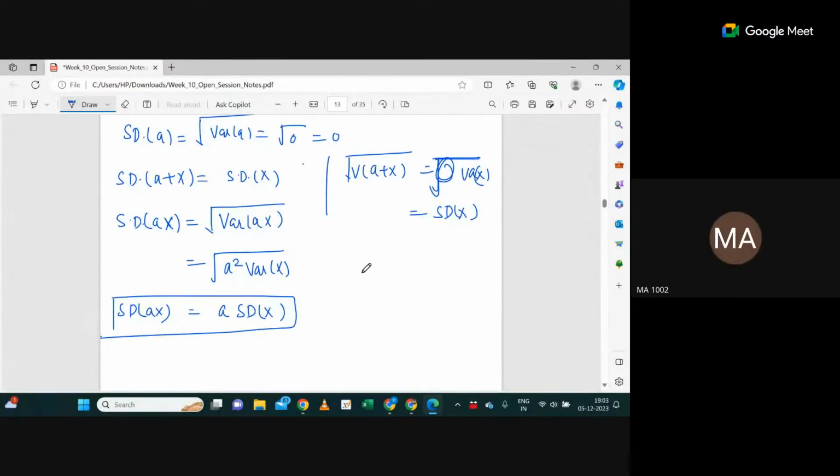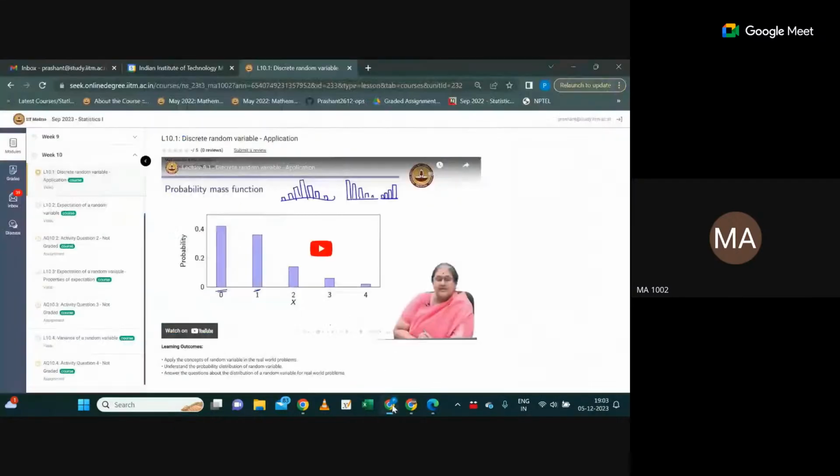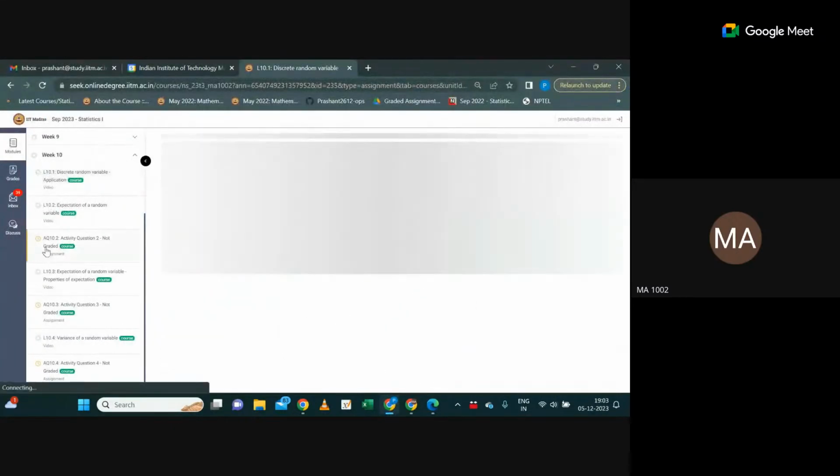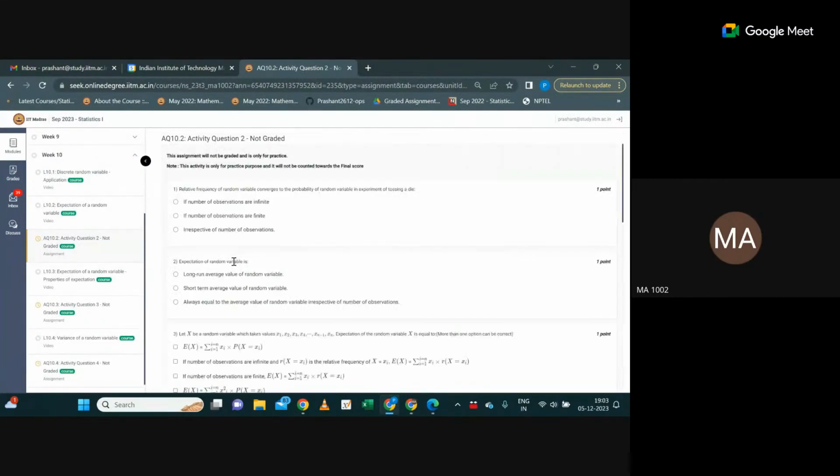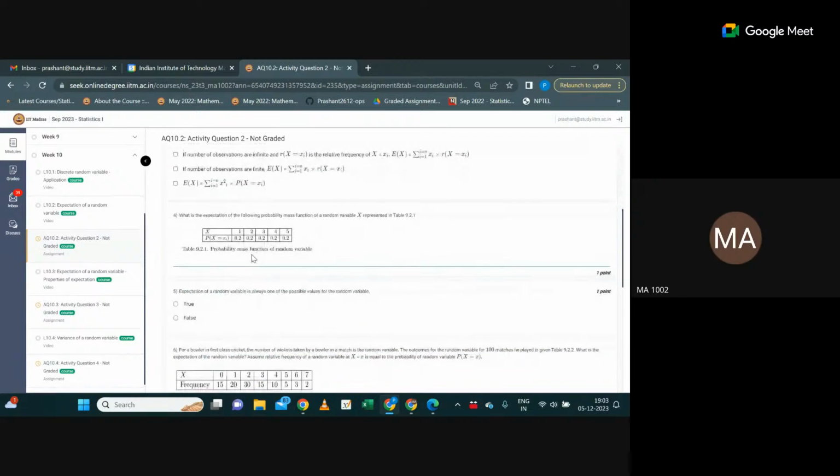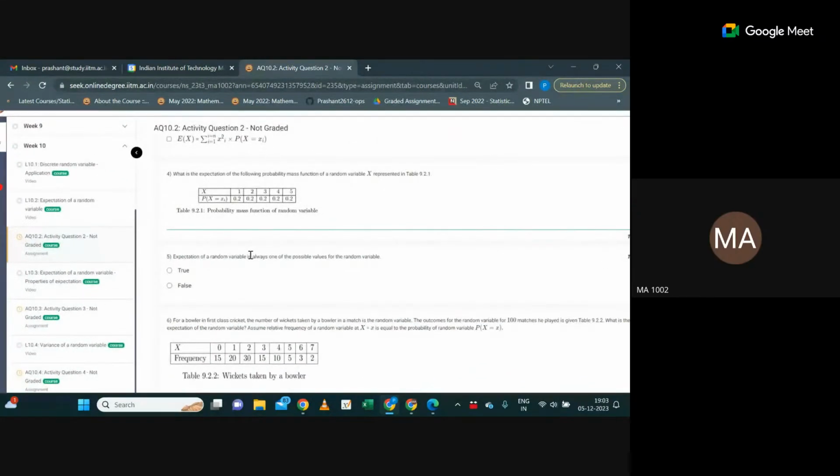Okay, so these three concepts are clear: expectation, variance, and standard deviation of a random variable. Yes, sir. Fine. So let's move to some questions from the activity. These three concepts are covered in week 10. Let's do some practical questions.